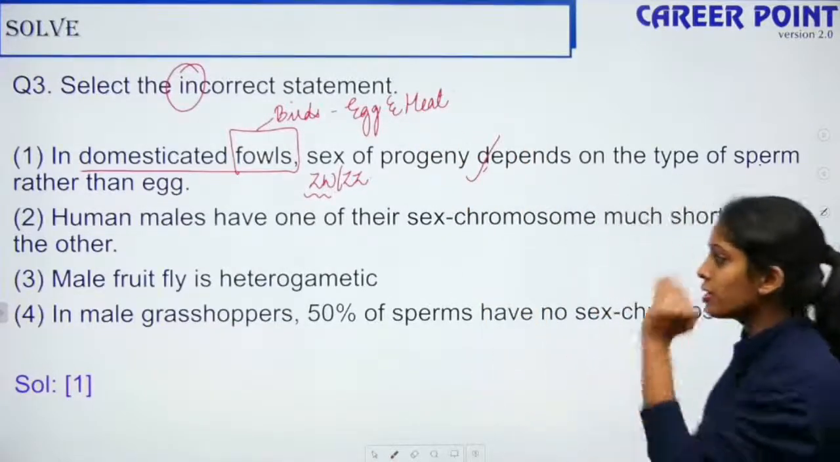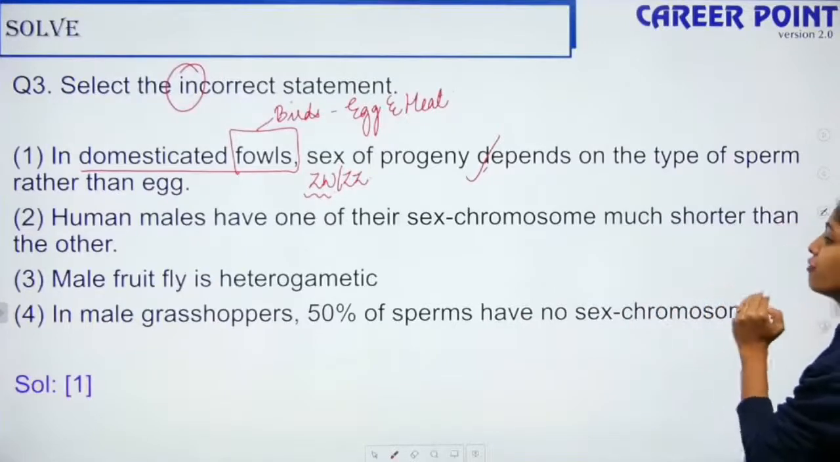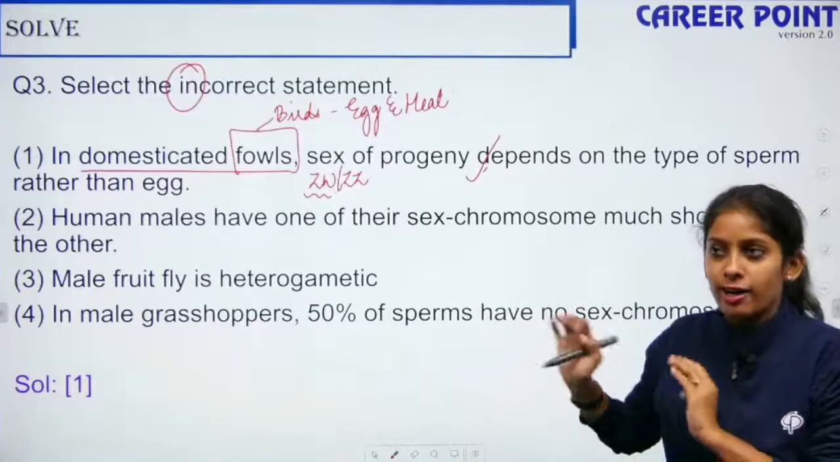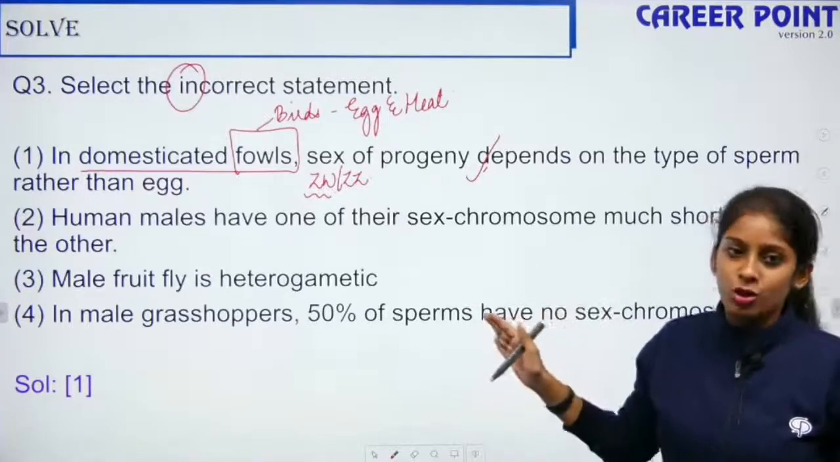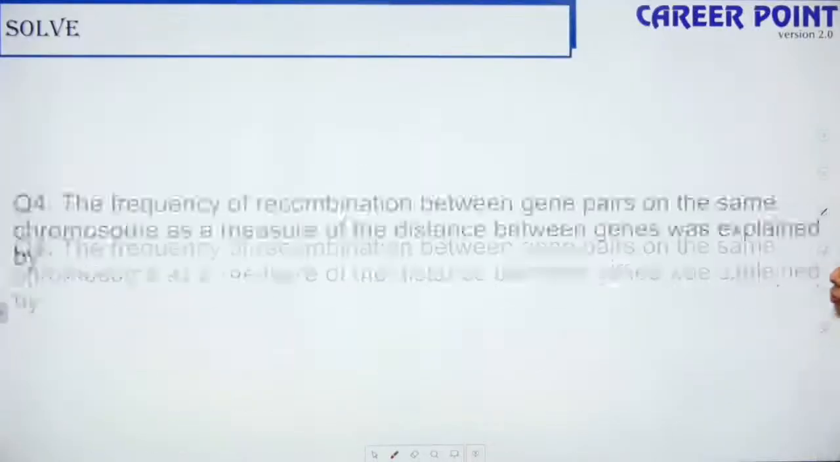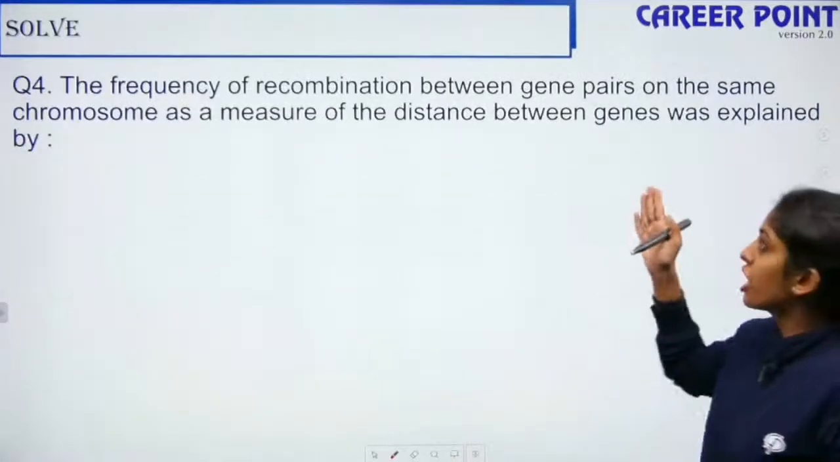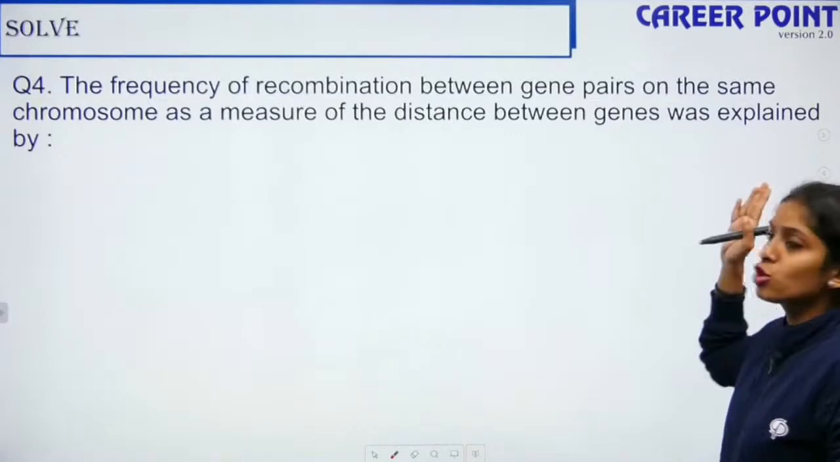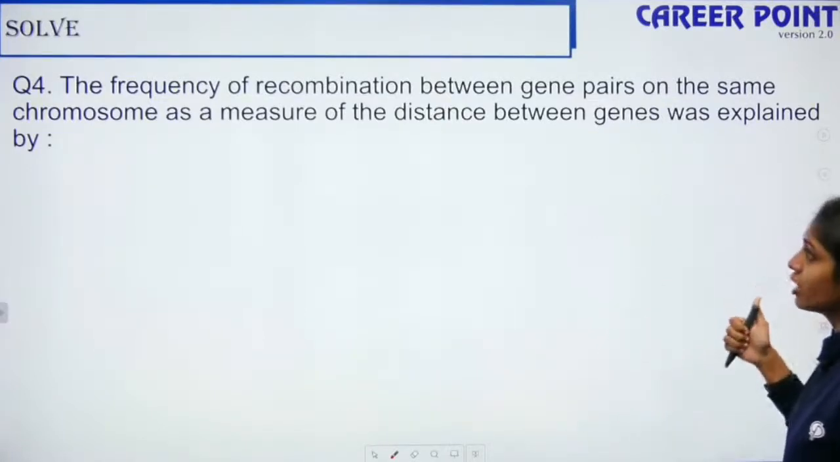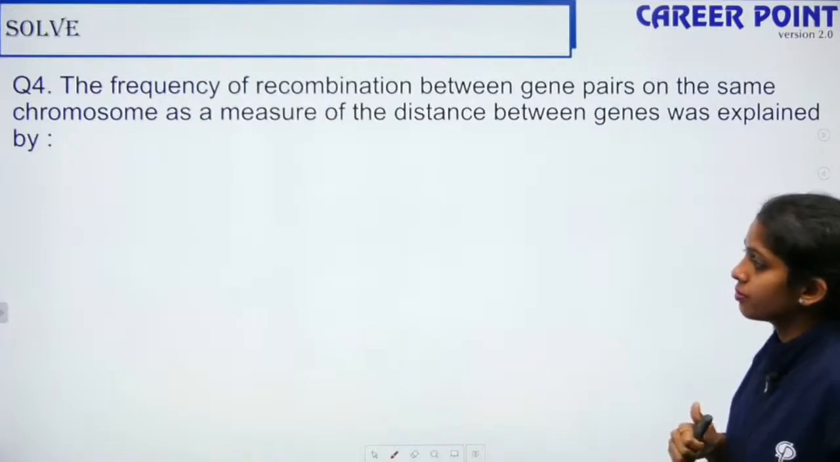In male grasshoppers, 50% of the sperms have no X chromosome. That is right, because that is a part of your grasshopper study, so don't get confused. Okay? Yes? Okay. So question number 4. The frequency of recombination between gene pairs on the same chromosome as the measure of distance between genes was explained by.